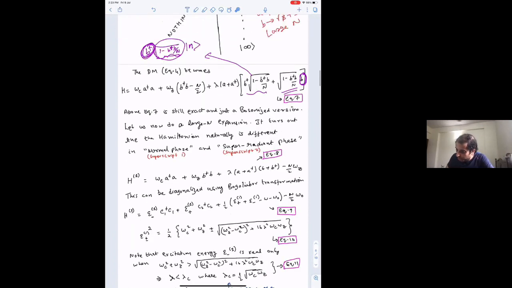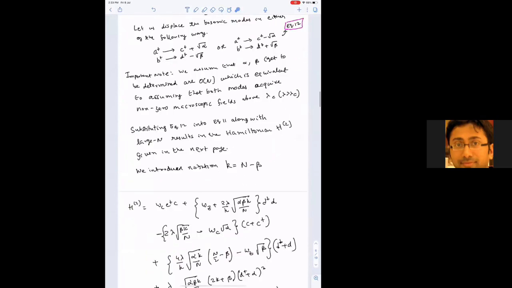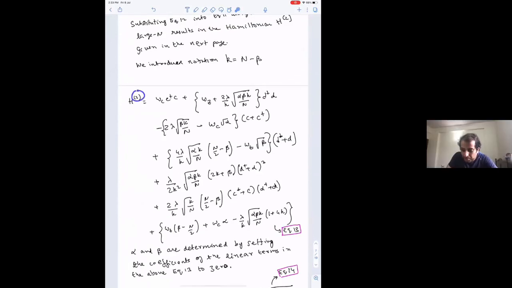So you have this procedure. Let me put it this way. You have this procedure and you put it here. Then you will end up getting this big Hamiltonian. In fact, the first regime is also hidden here itself. So we can just look at this.